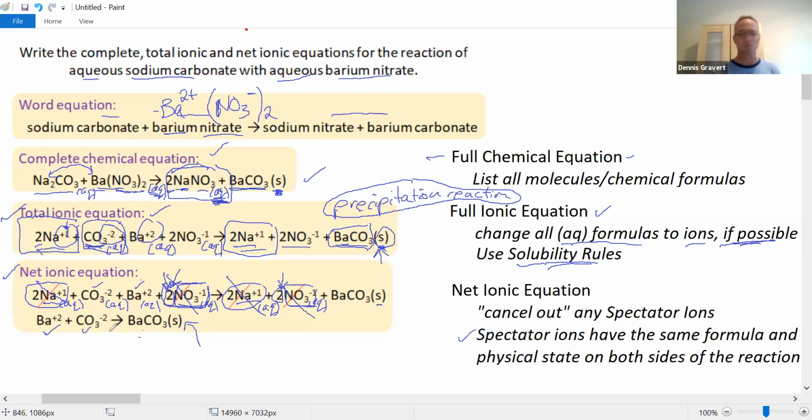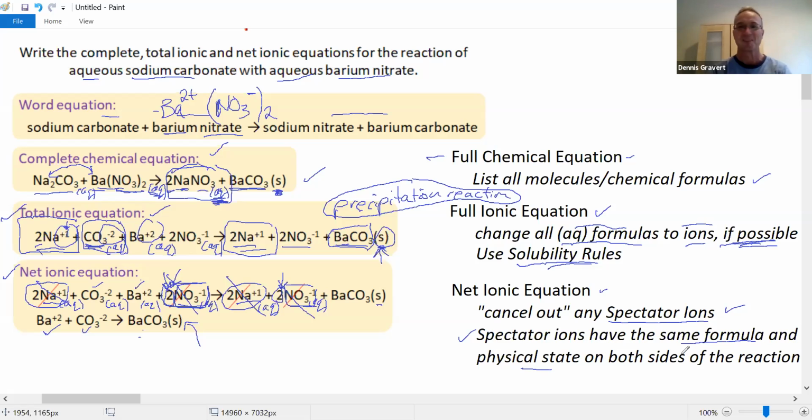Cool. All right, so we've gone over what makes up these three types of reactions. We've hit the highlights, right? How do you tell them apart? How do you convert one to another? First one, full chemical equation, has just the chemical formulas. The full ionic is where you convert all your aqueous formulas to ions, if possible, if they truly are ionic. And then finally, net ionic equations cancel out your spectator ions. And we can recognize spectator ions by those species, cations, anions, that have the same formula and the same physical state on both sides of the equation.